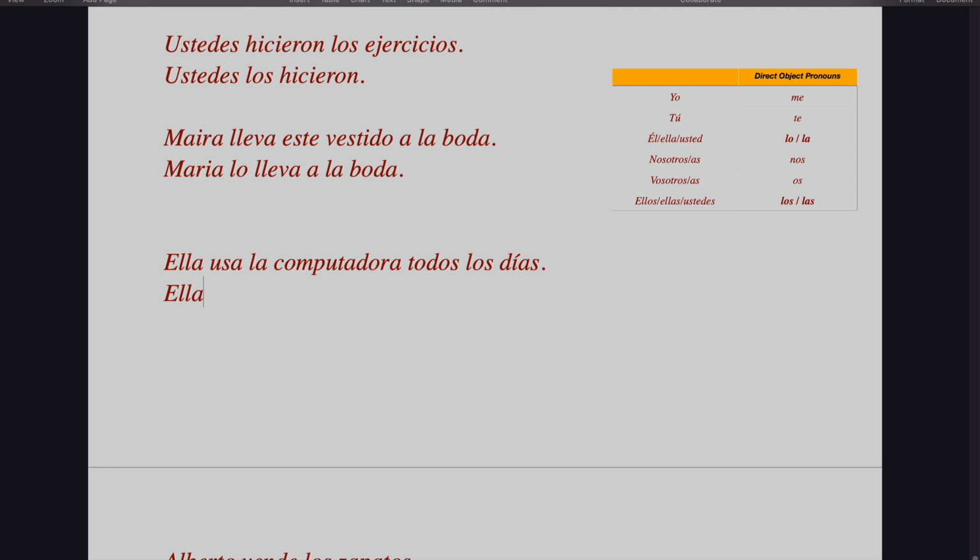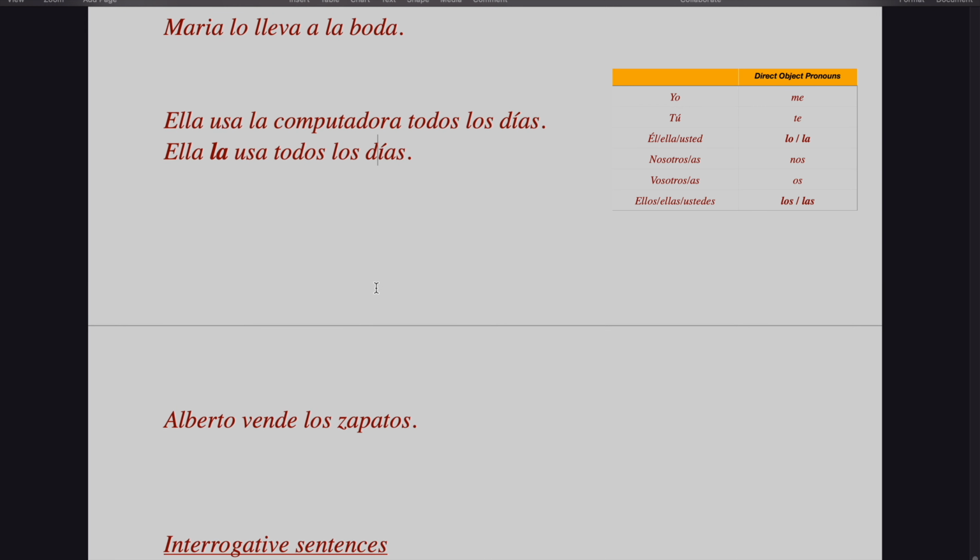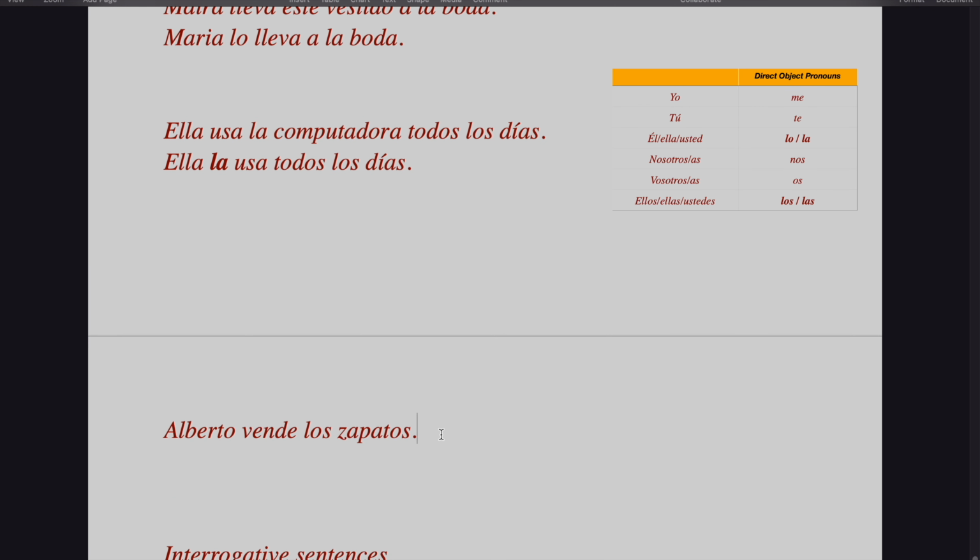So how can we write that? Ella, la computadora, third person singular, feminine noun. Ella la usa todos los días. So she uses it, and it is being represented by la here. Ella la usa todos los días. Alberto vende los zapatos. Alberto sells the shoes. So Alberto los vende. He sells them. That them is being represented by los here.